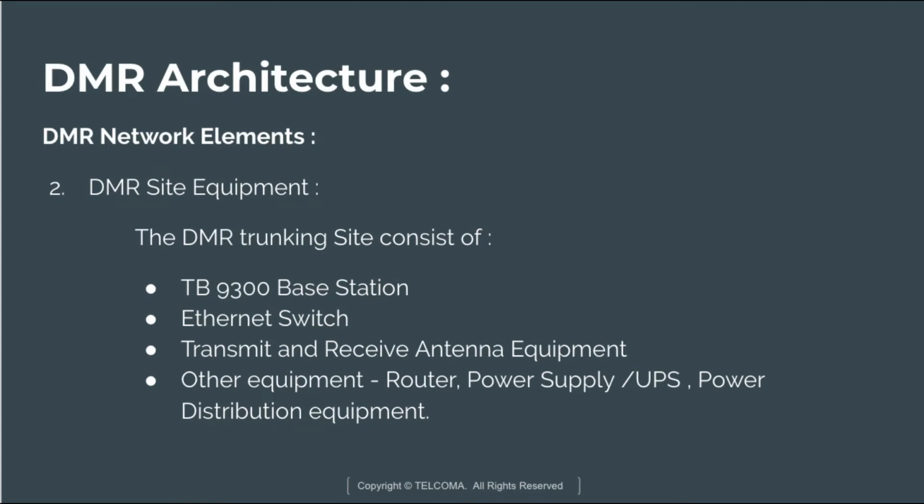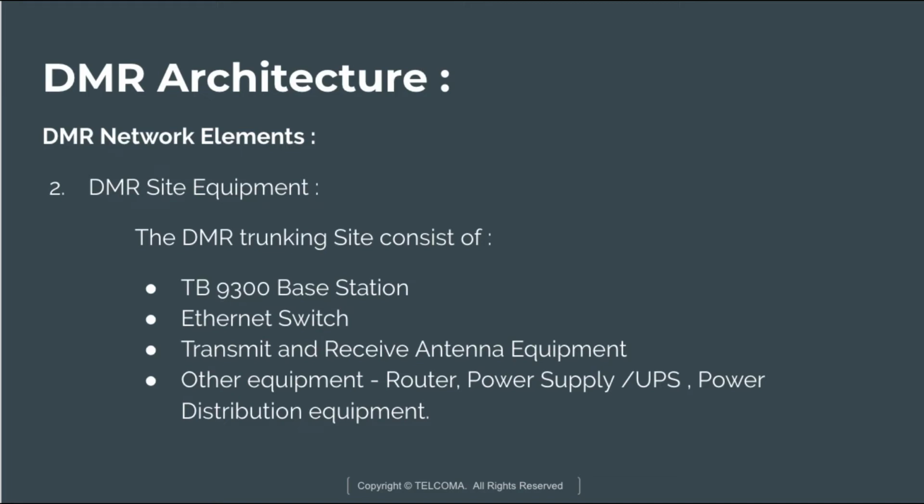The next is the DMR site equipment. The DMR trunking site consists of the TB9300 base station, Ethernet switch, transmit and receive antenna equipment, and other equipment like router, power supply, UPS, power distribution equipment, etc. The very first is the TB9300 base station. The TB9300 base station has two kinds of channels. One primary logical channel is known as the control channel, and the other secondary logical channels are known as traffic channels.